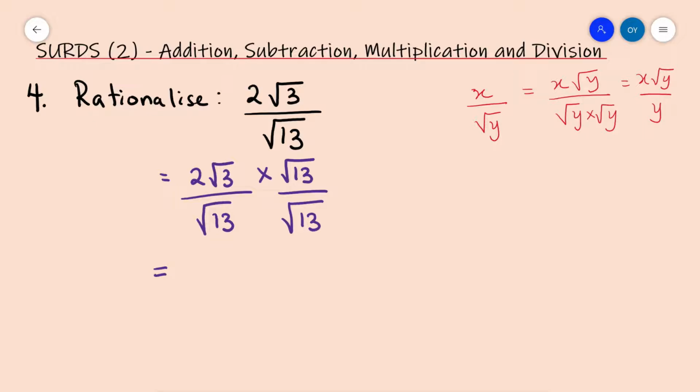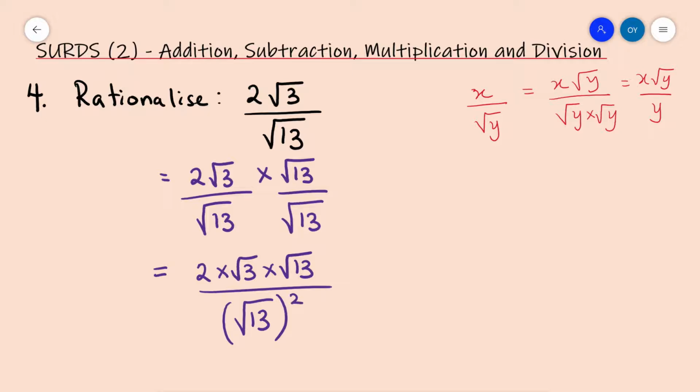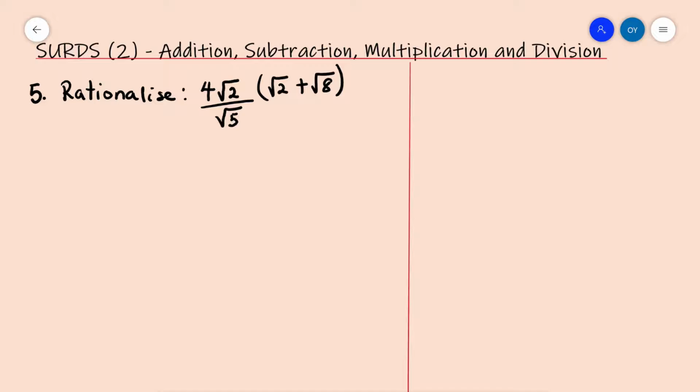So here we have 2 times root 3 times root 13 over root 13 times root 13 is root 13 squared. And this gives us 2 root 3 times root 13 is root 39. Then divide by, remember the square root cancels square, so divide 13.